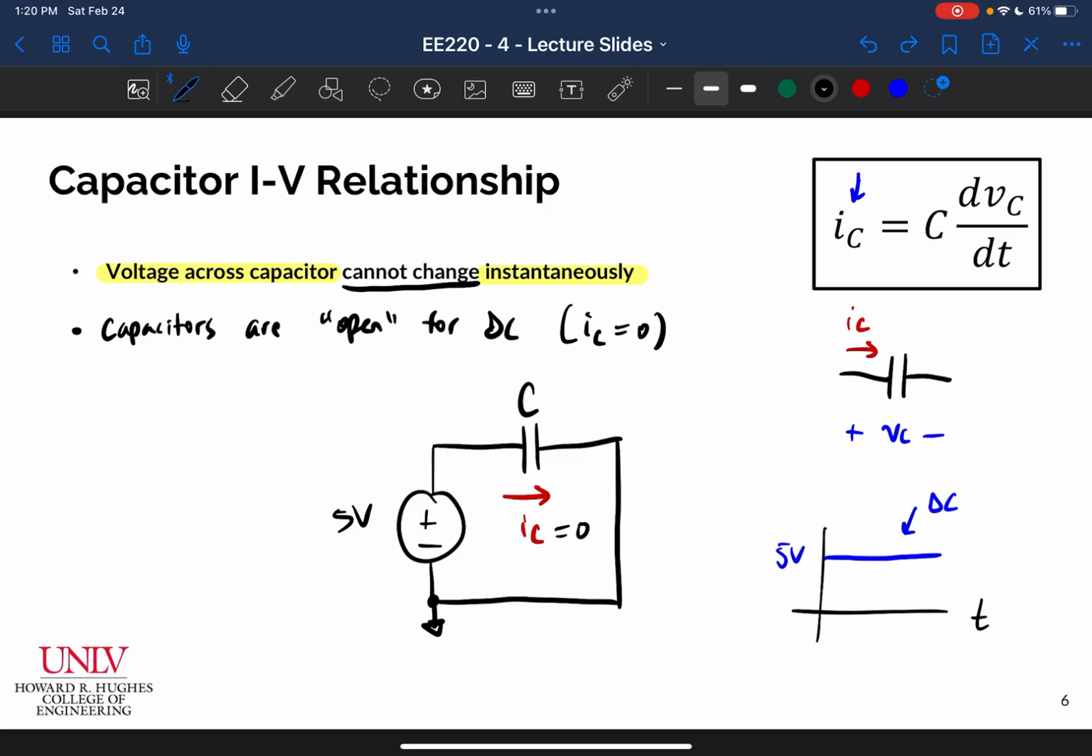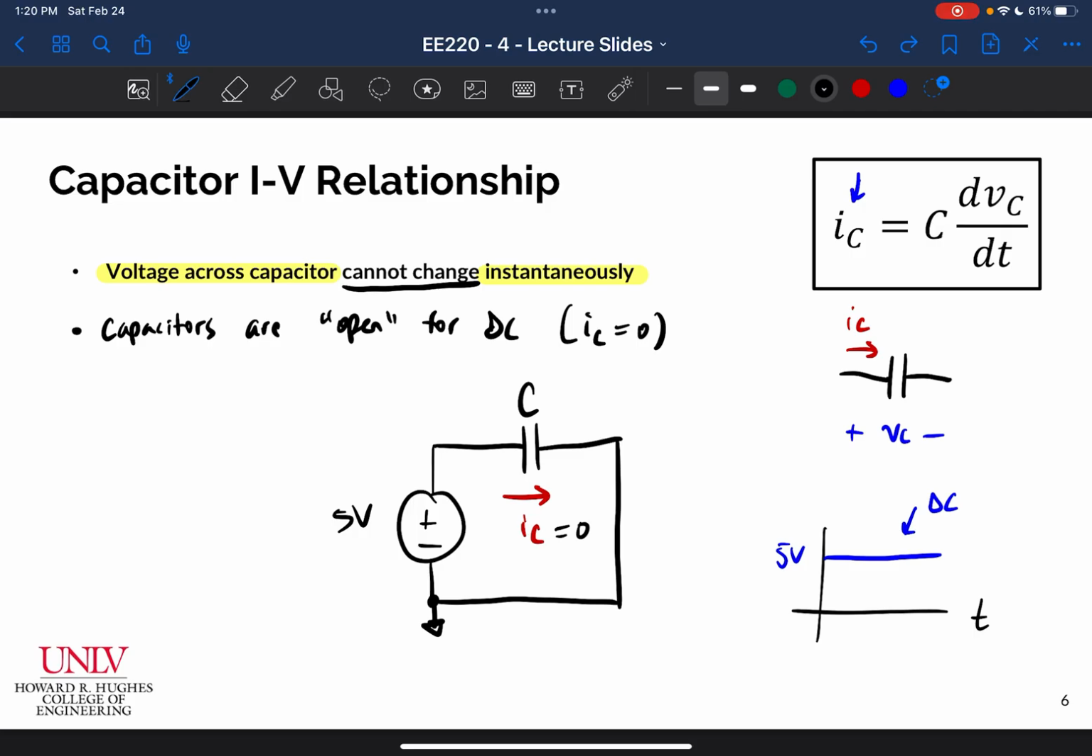The reason why the voltage cannot change instantaneously is because that would result in dt being zero, in which case IC would be infinite, and that practically cannot happen. Okay, so that's the capacitor IV relationship. That is why capacitors are open for DC, and that is why voltage across the capacitor cannot change instantaneously.